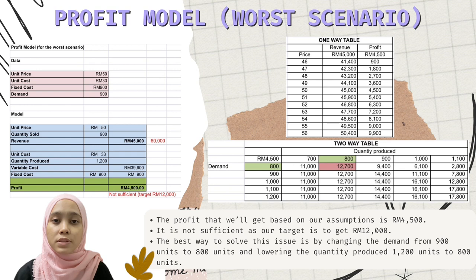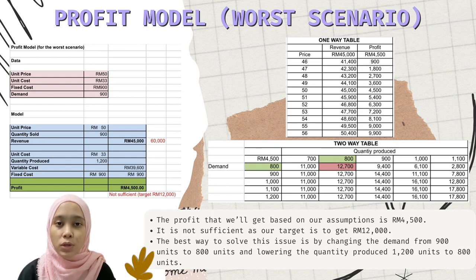In order to solve this problem, the best way is by changing the demand from 900 units to 800 units and lowering the quantity produced from 1,200 units to 800 units. So, the profit that we will get is RM12,700. Since our company only runs a small business, we are still trying to do extra marketing to market our product and gain a maximum profit. But we also have to take into consideration our ability to meet the needs of our customers.